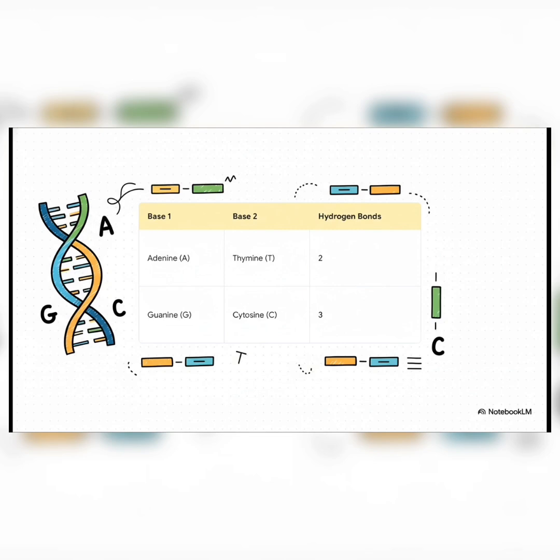3 billion. And the pairing is super strict. Adenine, which we call A, always pairs up with thymine, T. And guanine, G, always links with cytosine, C. A with T, G with C. That's the rule. No exceptions.